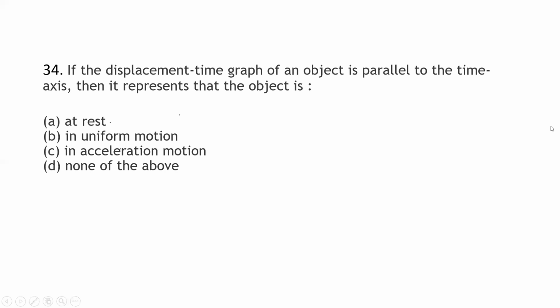Here you can see the figure. We can consider this is the x-axis and this is the y-axis. The x-axis is time and here displacement is taken. The question means that the nature of the graph is something like this, parallel to the time axis. What is the meaning of this? Here you can see the time is changing, but the displacement of the body is the same, which means that the body is at rest. Option A is the correct option here. Next.